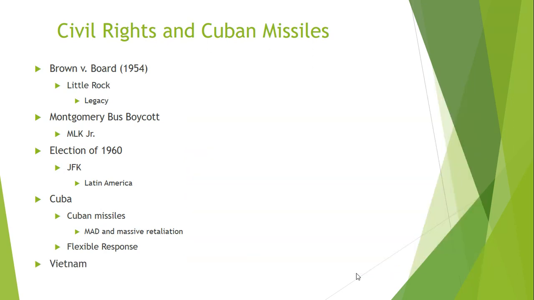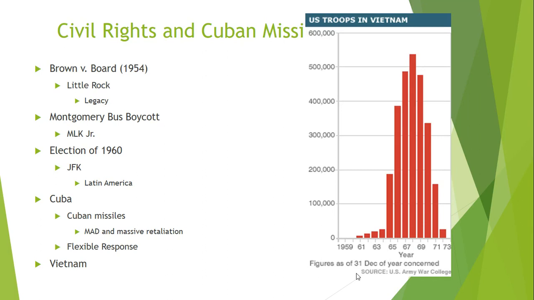And in future conflicts, we're going to be much more circumspect about how we handle it. And so in Vietnam, we're going to start slowly putting in U.S. advisors and small numbers of Green Berets. And obviously, eventually, it's going to balloon out of control.